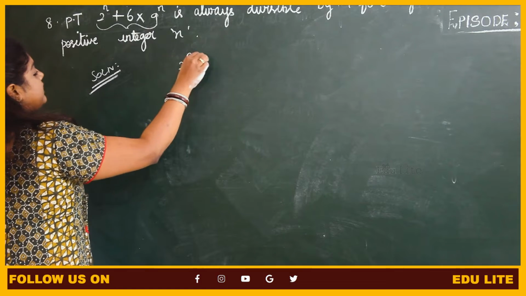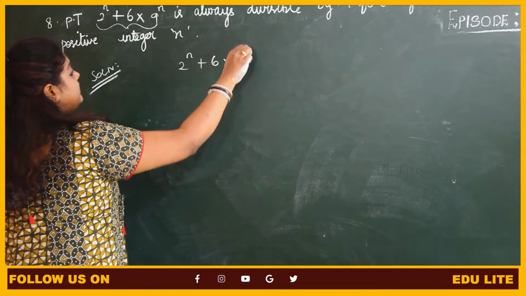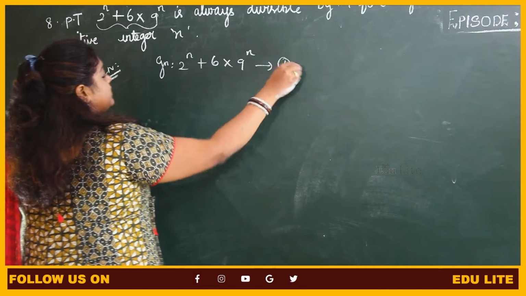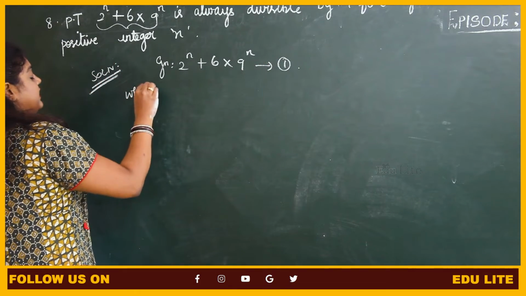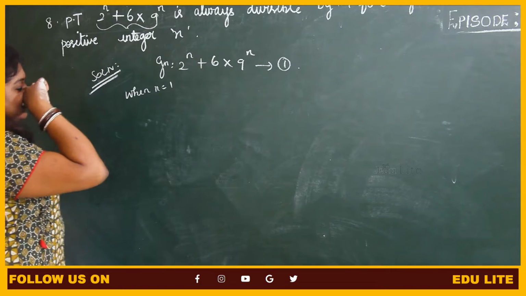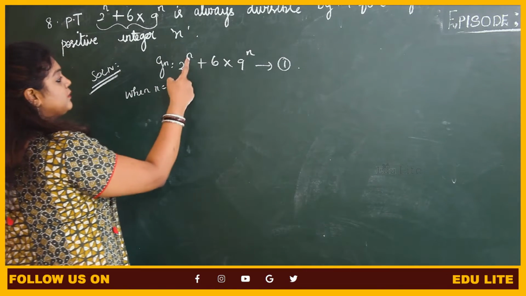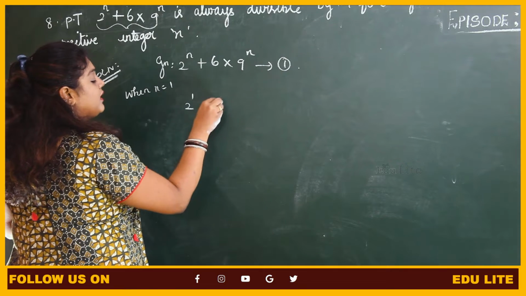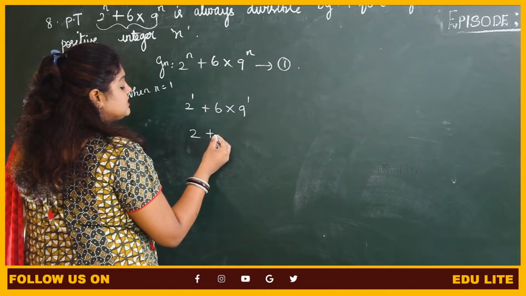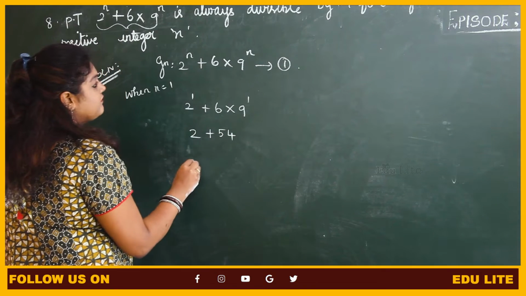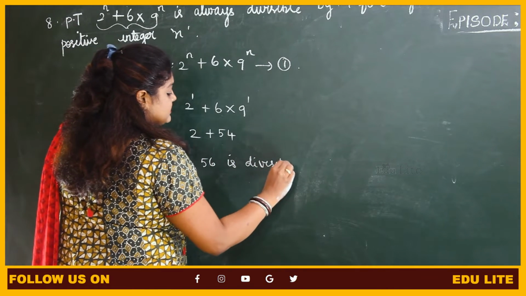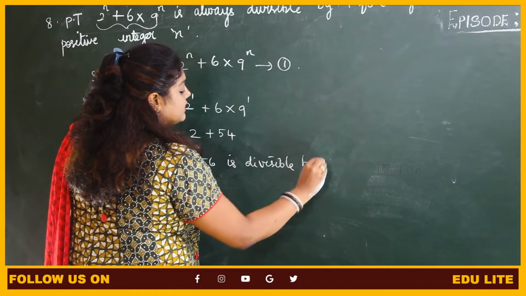So 2 power n plus 6 into 9 power n is given. We will consider this as equation 1 when n is equal to 1. For all positive integers, this is divisible by 7. We have to prove that. When n is equal to 1, this becomes 2 power 1 plus 6 into 9 power 1. 2 plus 9 into 6, 54, which gives us 56. 56 is divisible by 7. So for 1 it is divisible by 7.